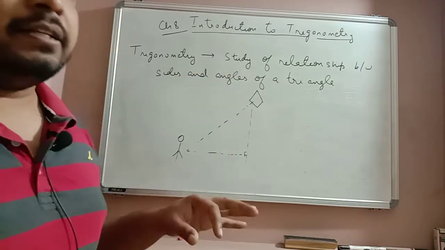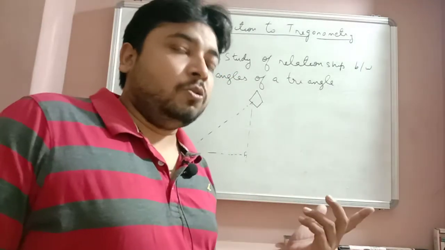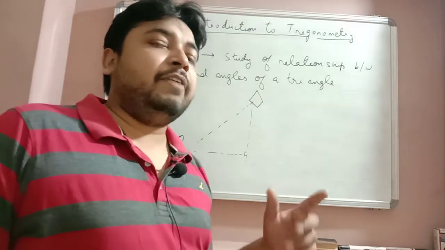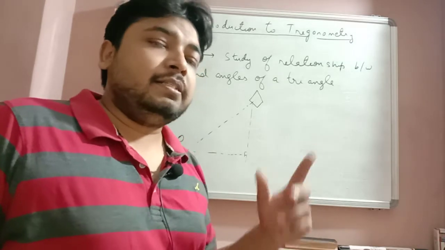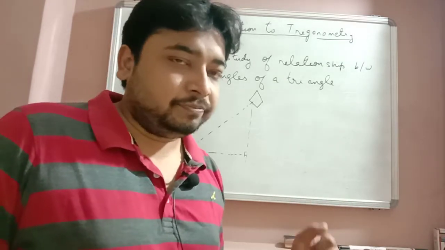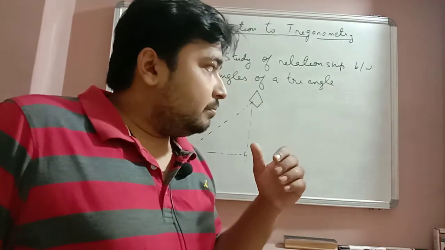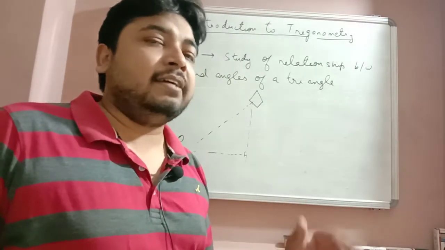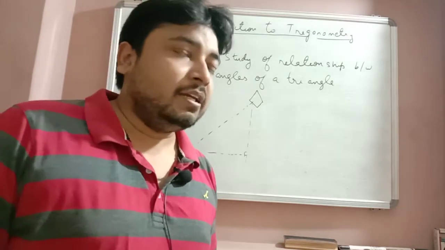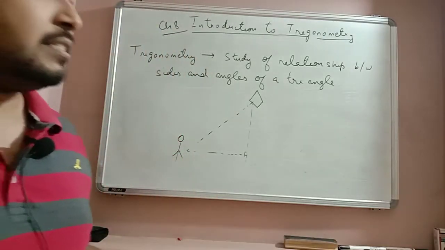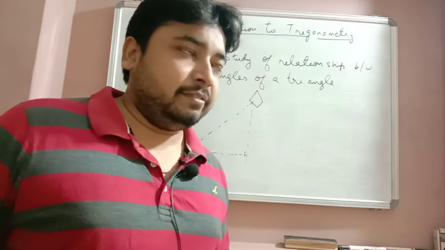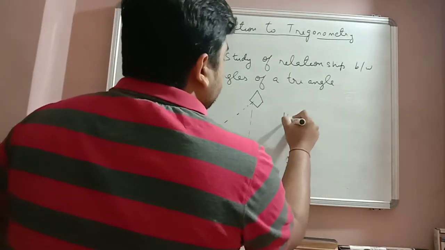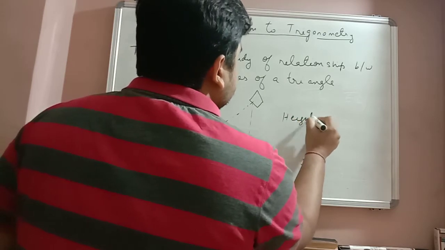So if in a triangle some angles are known, with the help of trigonometry we can find some relationship between the sides and angles of that triangle. In the upcoming sections we will see how these sides and angles are related to each other. Now let me first discuss some of the applications of trigonometry. A major application of trigonometry is to estimate heights and distances.